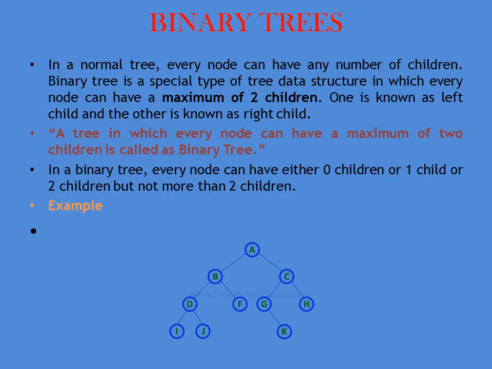Binary trees. In a normal tree, every node can have any number of children. A binary tree is a special type of data structure in which every node can have a maximum of 2 children. One is known as the left child and the other is known as the right child. In simple words, a tree in which every node can have a maximum of 2 children is called a binary tree. In a binary tree, every node can have either 0 children or 1 child or 2 children, but not more than 2 children. In this example, we can see every node has either 0 children or 2 children.